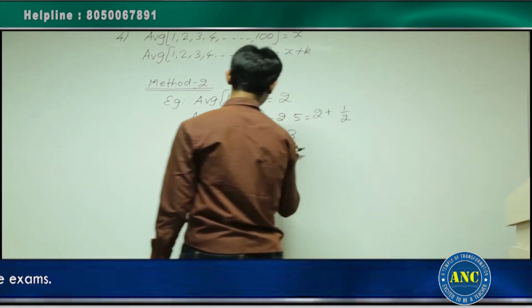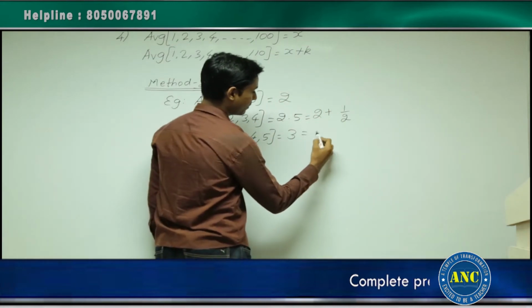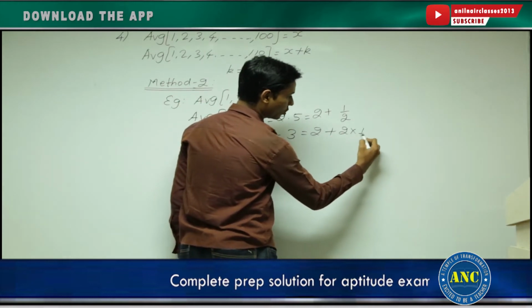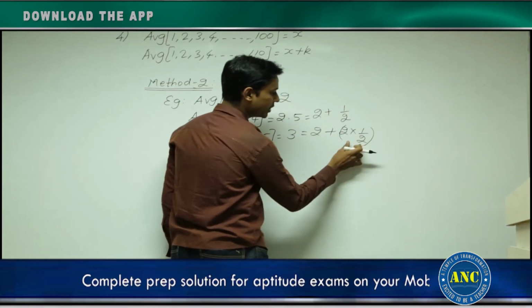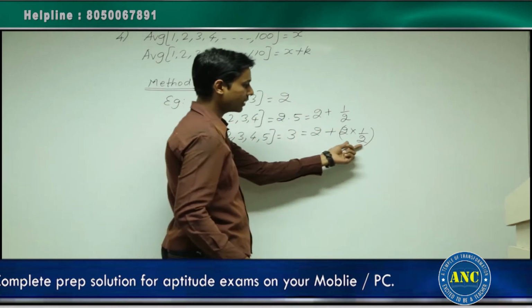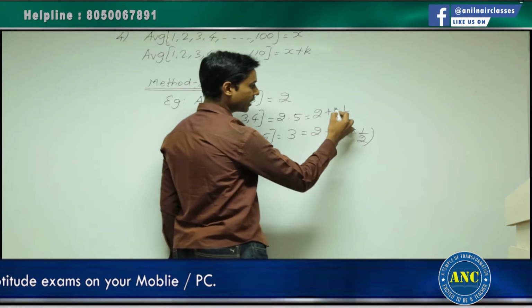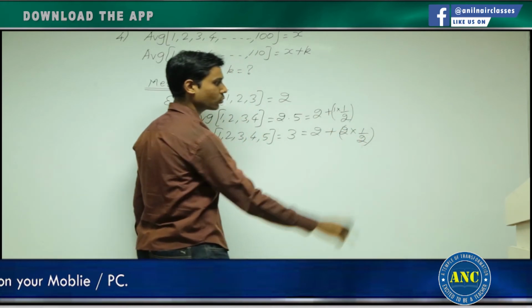Similarly, I can write 3 as the original average 2 plus 2 into 1 by 2. What is 2 into 1 by 2? It is 1. So 2 plus 1 is nothing but 3, right? Now if you observe, this 1 I can also write as 1 into 1 by 2.